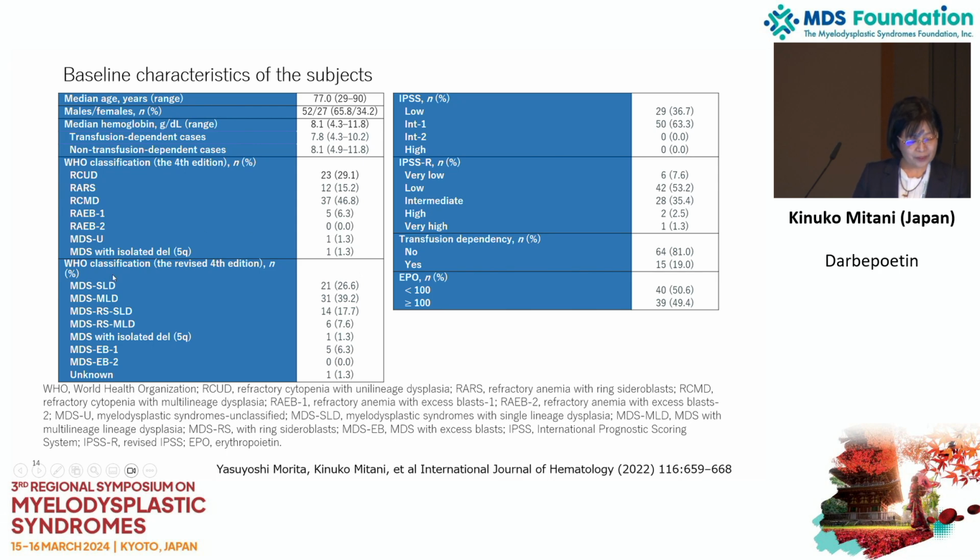However, more than 15% of patients with increased ring sideroblasts and or SF3B1 mutations were observed in this study. 90% of the patients were transfusion independent, and about 50% of patients showed equal or more than 100 of serum erythropoietin level.